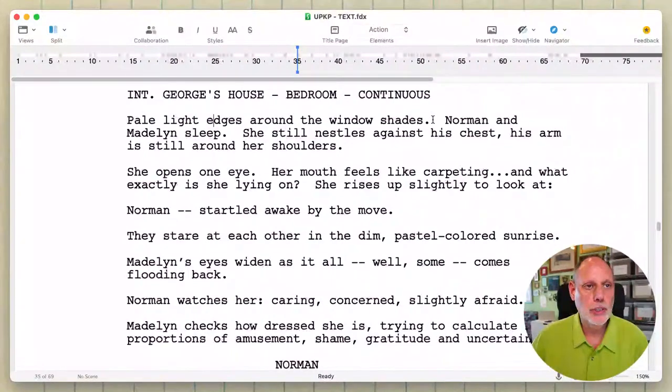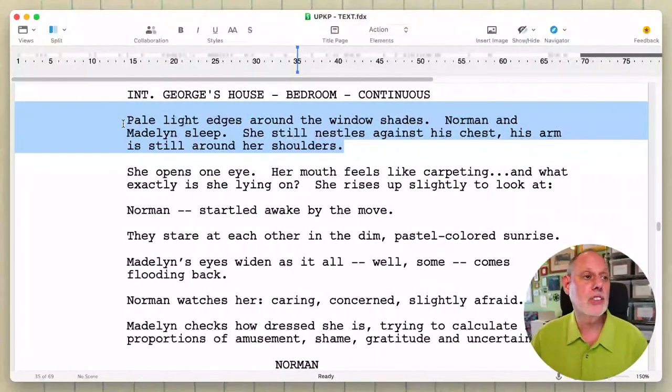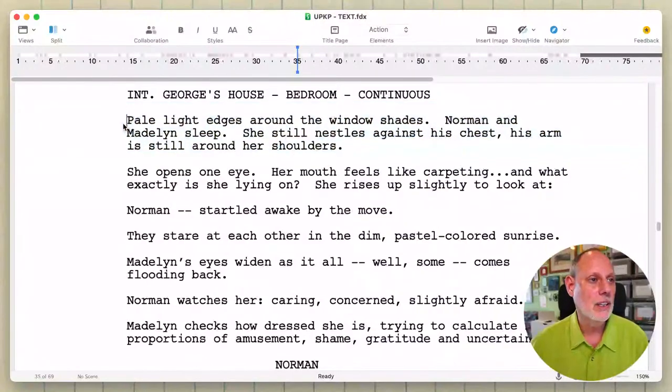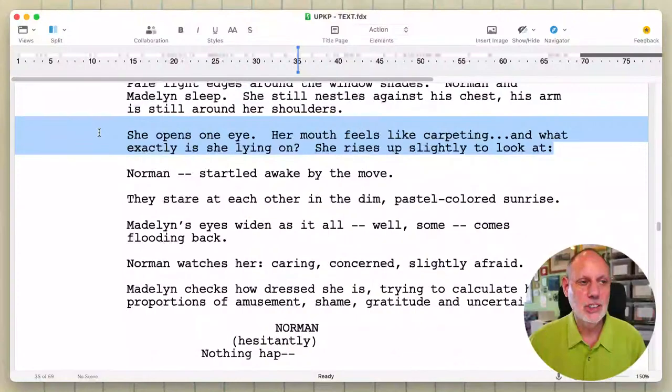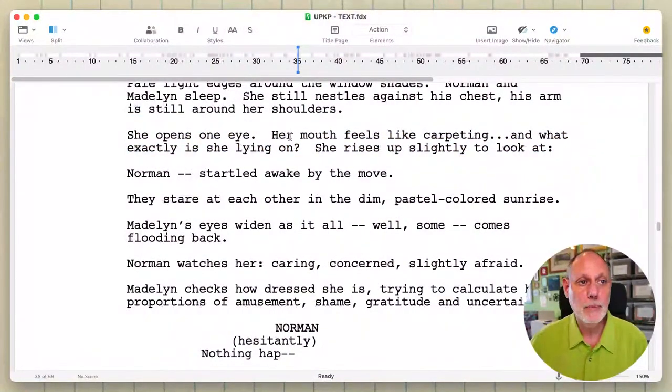Pale light edges around the window shades. Norman and Madeline sleep. She still nestles against his chest. So this is very descriptive. This is a chance for you to see. The reason this is descriptive is they're not talking. This is going to be a scene where they say very little for a while. She still nestles against his chest. His arm is still around her shoulders. She opens one eye. Her mouth feels like carpeting, and what exactly is she lying on? So the point is, at this point, I'm describing action, describing how she feels, describing what she does.